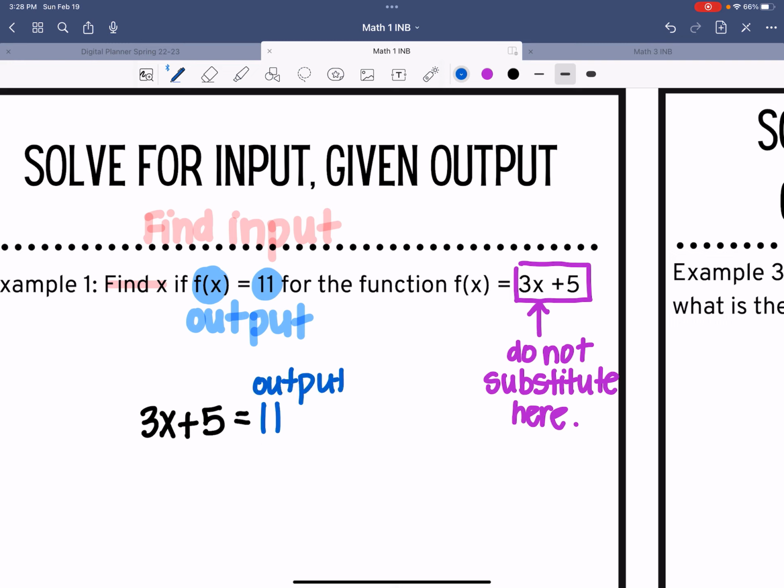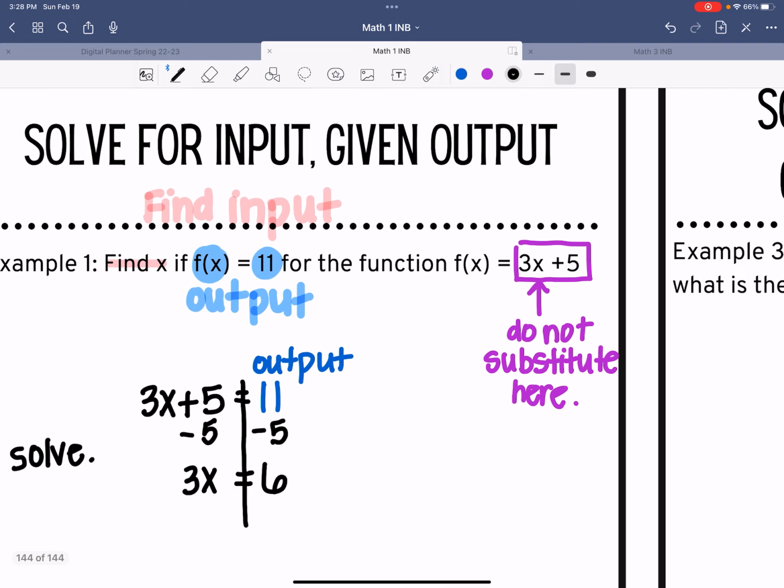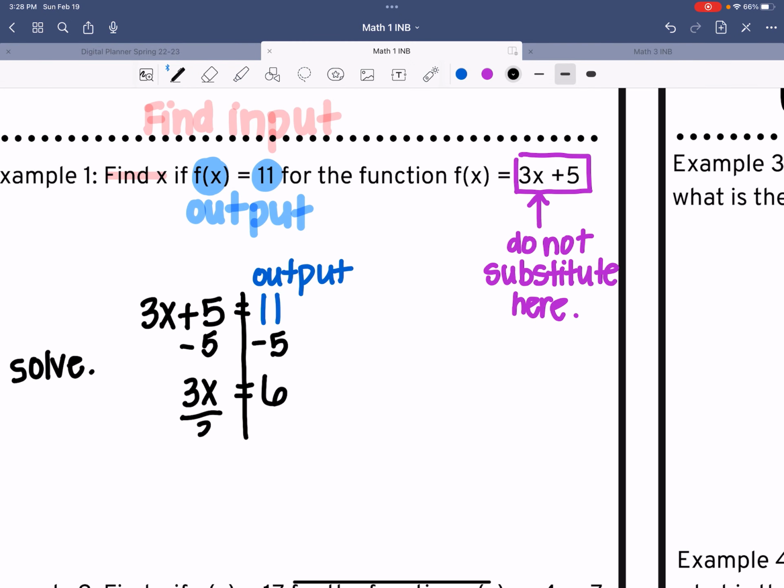So we're going to solve this, and once we solve, we're going to find x here. So if we solve this problem, we're going to subtract 5, and that's going to give me 3x is equal to 6. Divide by 3, and then x equals 2. So we found our input. So this value right here is our x, our input. So we work backwards to find what we would have originally plugged in.